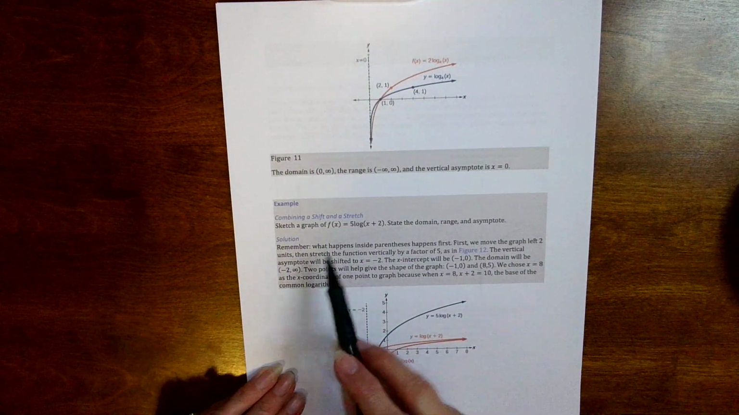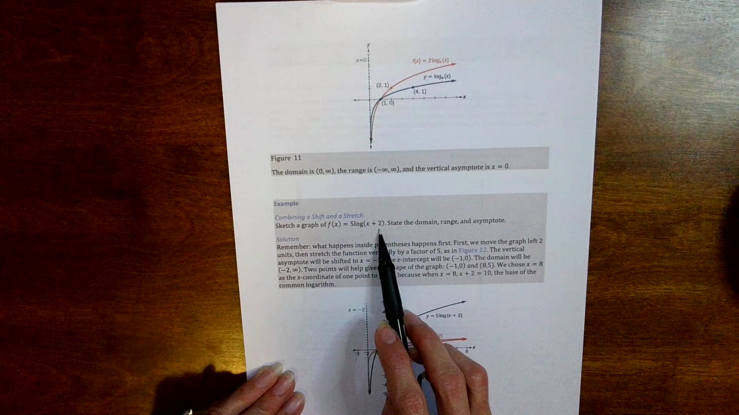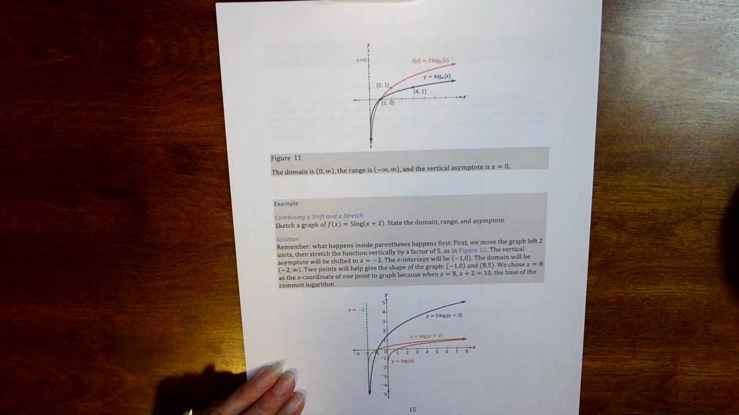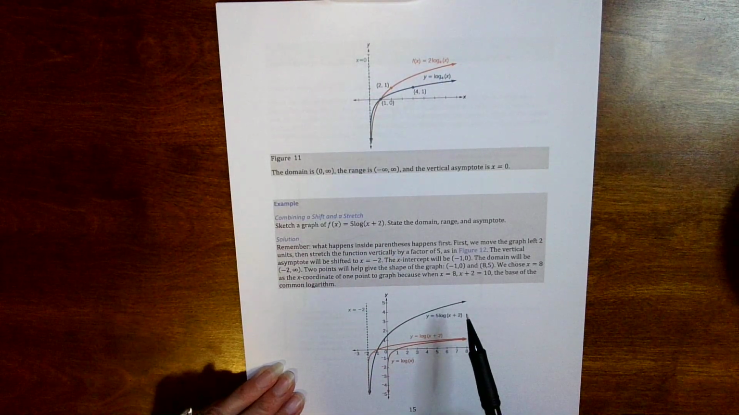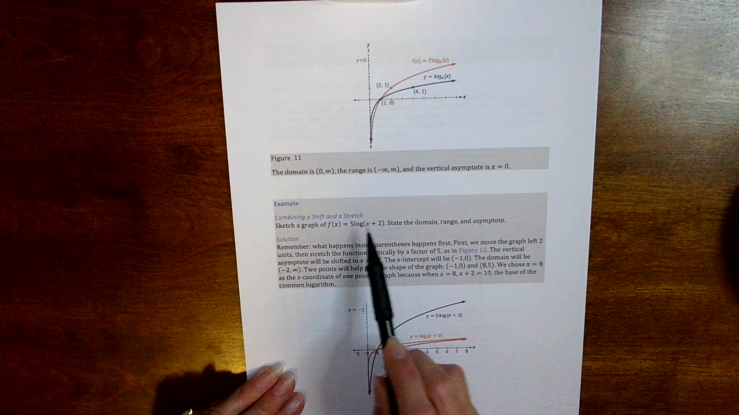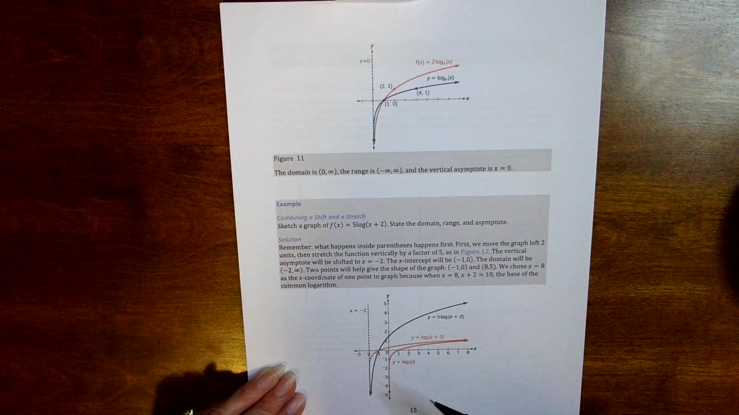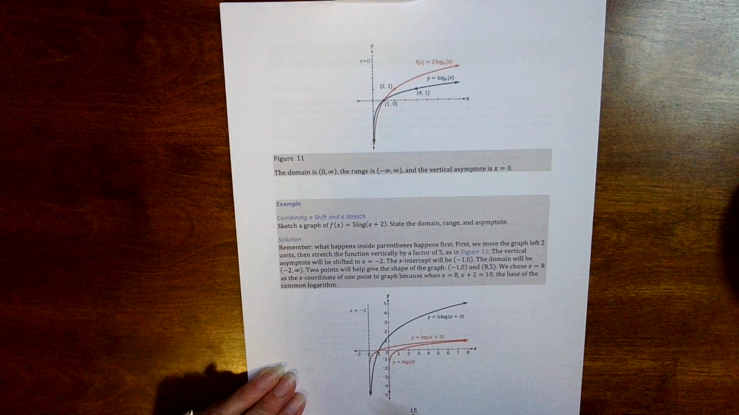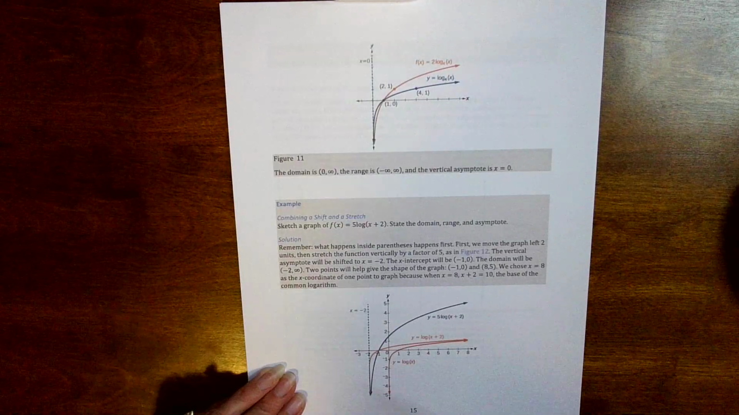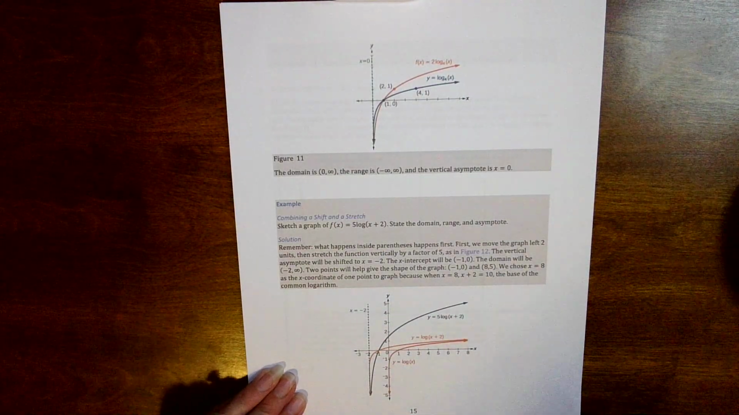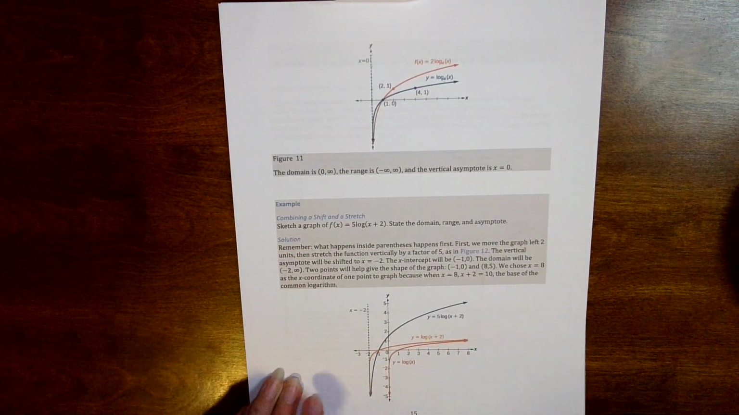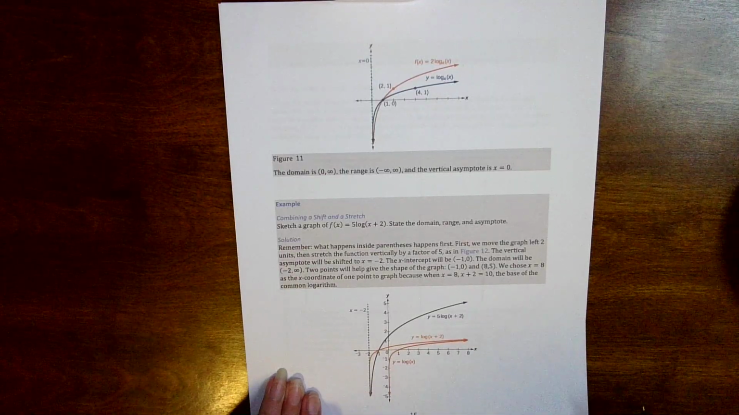So this says sketch the graph of 5 times log of (x plus 2), state the domain, range, and asymptote. So the vertical asymptote will be shifted to x equals -2, which is right here. The x-intercept will be (-1, 0). The domain will be (-2, infinity). The 2 points help give shape of the graph: (1, 0) and (8, 5). We choose x equals 8 as the x-coordinate of 1 point because when x equals 8, x plus 2 equals 10, and that's the base of a common logarithm. But I would just throw it into Desmos.